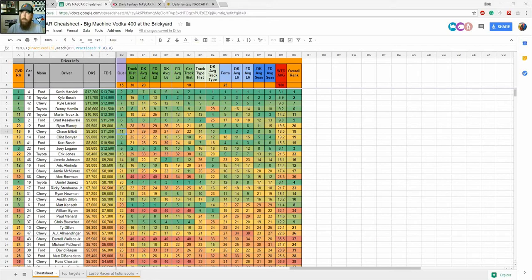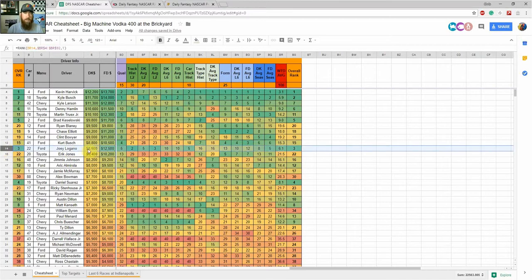Next up, we're going to jump into the mid-range. And on DraftKings, he stands out. He's third in my model. Joey Logano at 8,600. He just seems underpriced this week. I wrote him up in my articles. He's been very good here. He's finished top 10 in five straight races here with three top fives there as well.